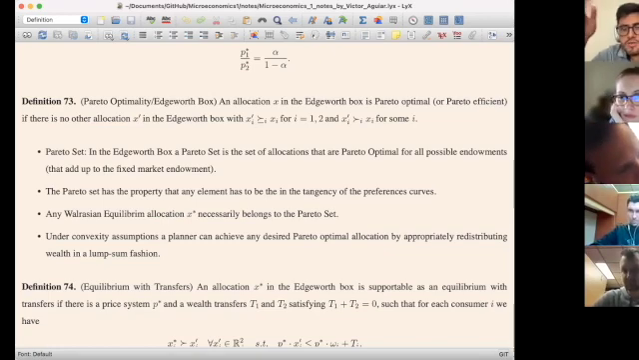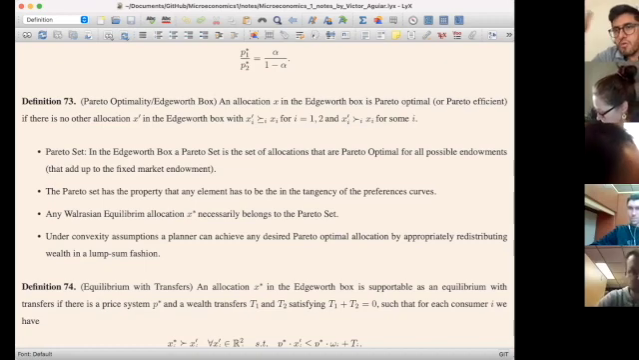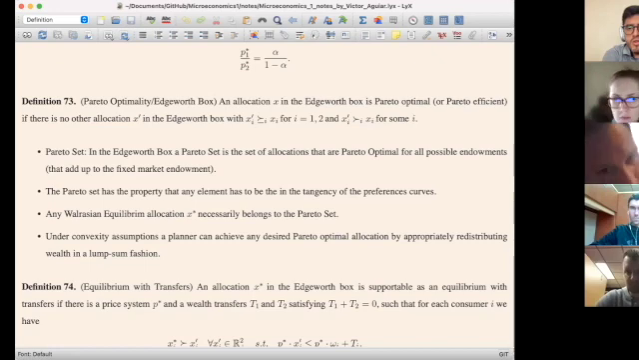Pareto dominance means that the allocation X prime dominates X if it is as good for everyone and strictly better for one individual, okay? Now, in the Edgeworth box, the Pareto set is the set of allocations that are Pareto optimal for all possible endowments that add up to the fixed market endowment. I'm going to draw it after we go through the theory.